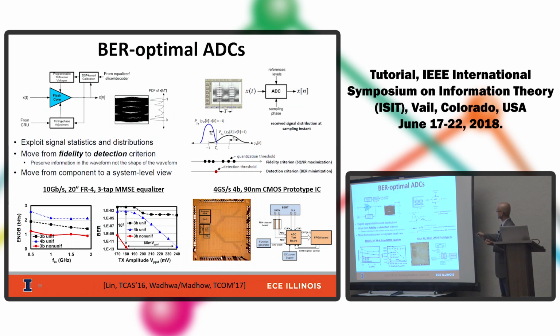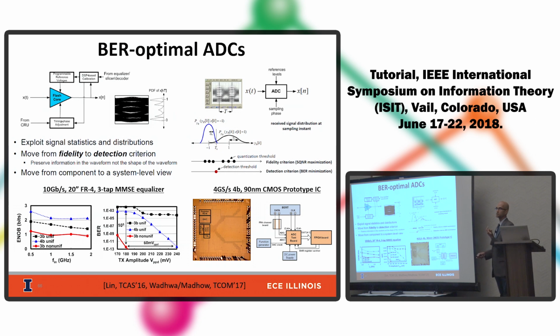We say that the A-to-D converter is going to feed into an equalizer. It doesn't show here, but this output should be an information-preserving output because it will feed into a detector, and the detector is trying to decode the transmitted data. Under that constraint, what should the A-to-D converter look like?